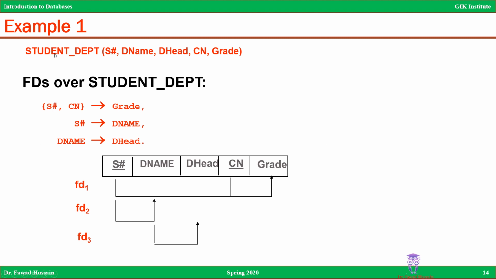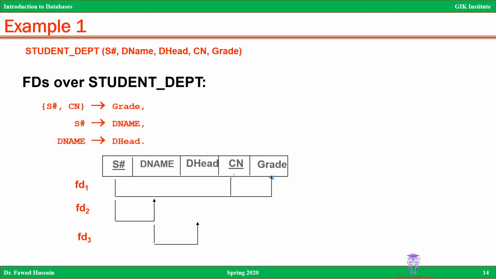So in this case, we have the student and department. So we have the student number, the department name, the department head, the course name, and the grade. What are the functional dependencies? So if I know the student number and the course name, I can be able to find the grade. So this does not mean that student number determines the course number. No, because there is no arrow here. It means that this and this combined determines grade, because there is arrow. This is the determined attribute, and these two are the determining attributes.